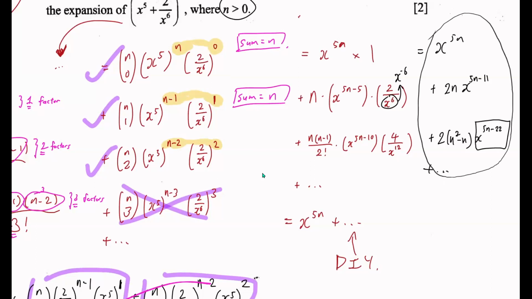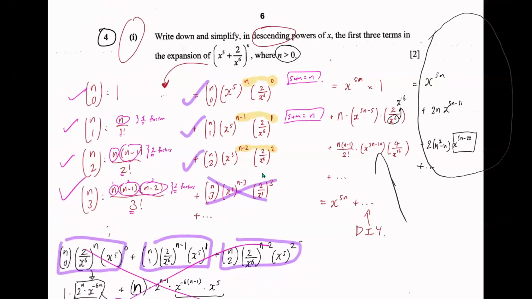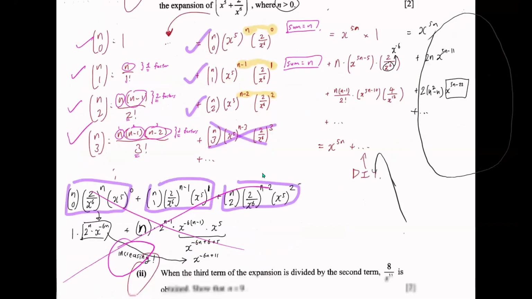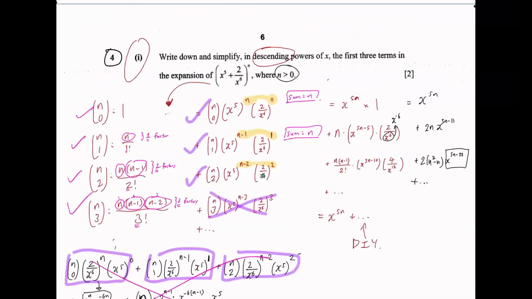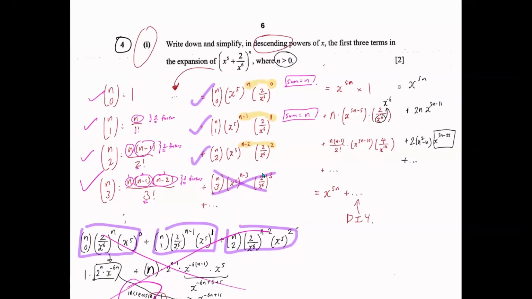What if you just left it like this? No. You need to simplify. Okay. Moving on. So they say write down and simplify. Let's move on to the next part already. When the third term of the expansion is divided by the second term, you get 8 over x to the power 11. Show that n equals 9.